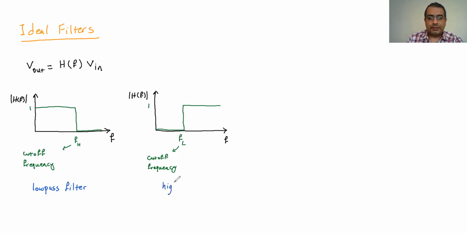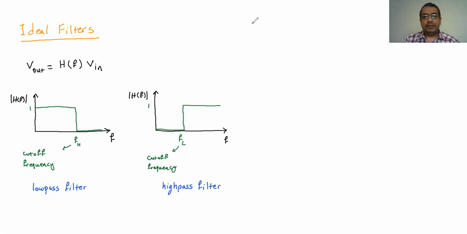This type of filter is called the ideal high pass filter. In contrast to the first one, which lets the lower frequencies pass through and removes the higher frequencies, this one removes the lower frequencies and lets the higher frequencies pass through in the system.